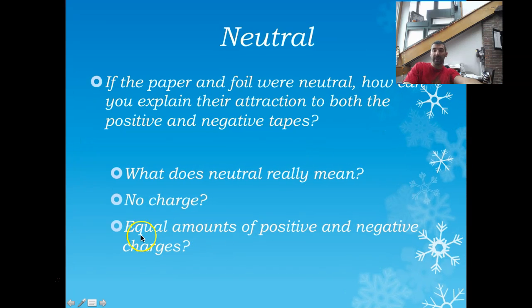So if the paper and the foil were neutral, how can you explain their attraction to both positive and negative objects? What does neutral really mean? What does no charge mean? Equal amounts of positive and negative charge. Neutral means kind of all of those things. This no charge isn't really good. It should say no net charge. Remember, net means total. And how can we explain that things were attracted to the paper and to the foil? Well, it seems that no matter what the charge is. Now, this whole activity never really talks about positives and negatives. We know positive and negative. And no matter what the charge is, every charged object is attracted to any neutral object. And that's something we talked about in class.